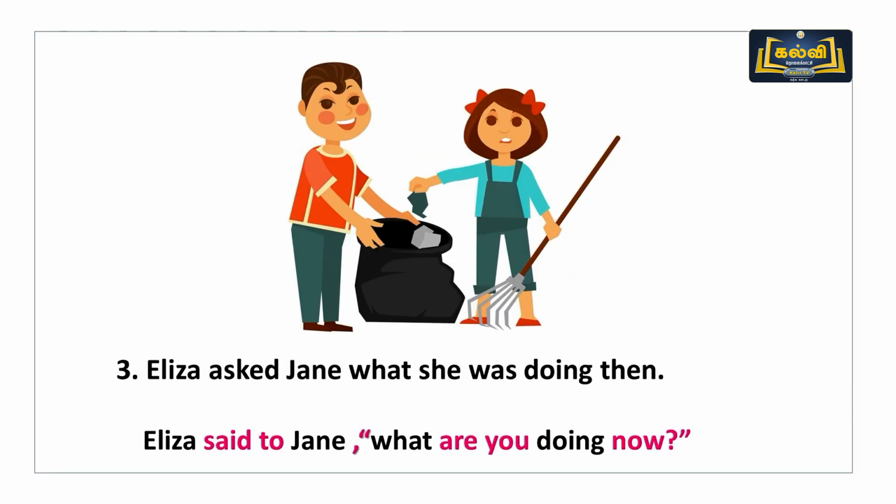Next one: Eliza asked Jane what she was doing then. "Asked." So it is an interrogative question. A question has been asked. So it is an interrogative format. While you are changing into direct speech: Eliza said to Jane, comma, start the quotation, "What are you reading now?" It is a question. Put the question mark and close the quotation.